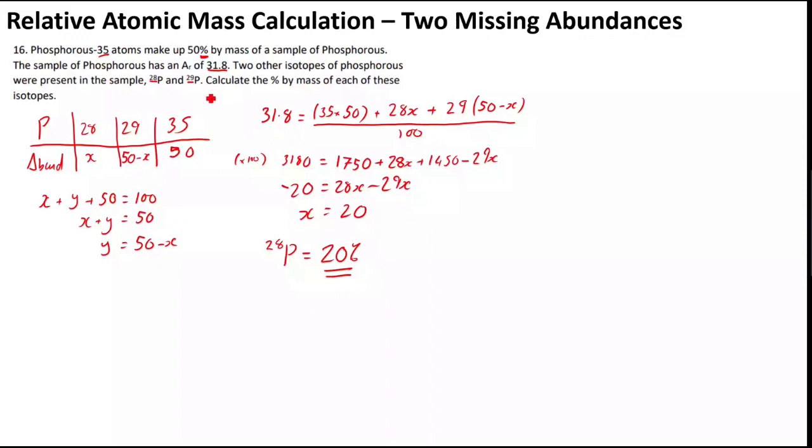You haven't finished yet, because it also wants to know the abundance of 29. But the abundance of 29 is going to equal 50 take away X, which was the 20, which equals 30%. And 50 plus 20 plus 30, that equals 100. They seem like sensible numbers that will give you something in the middle. They're the only types of calculations they can do for relative atomic mass calculations.